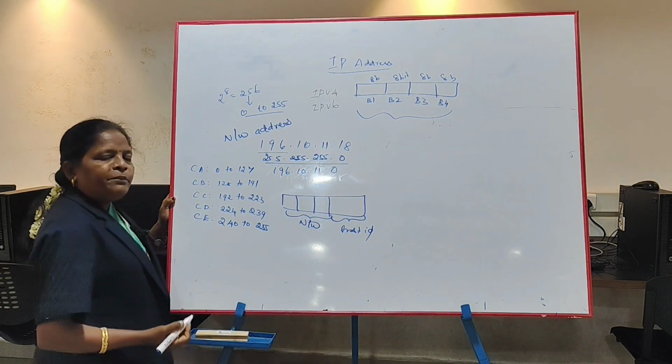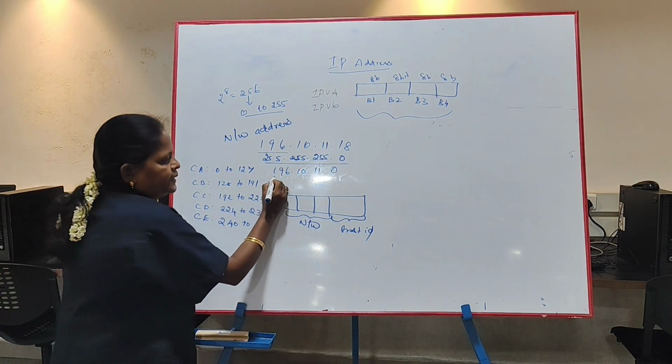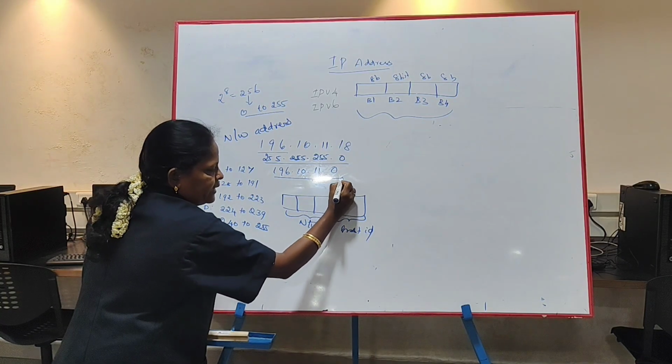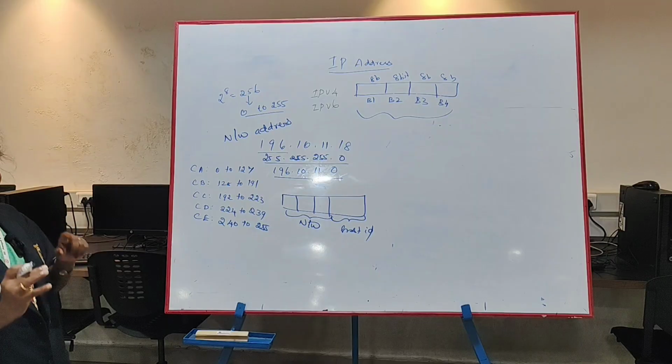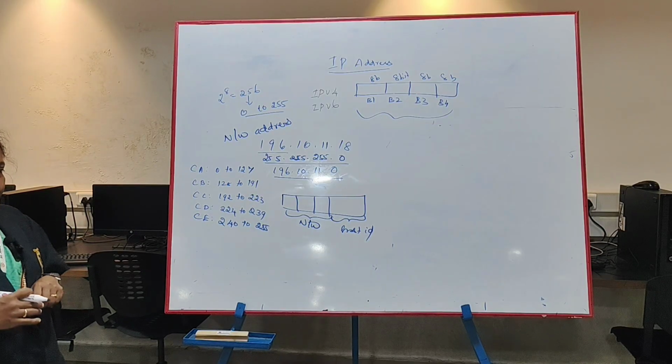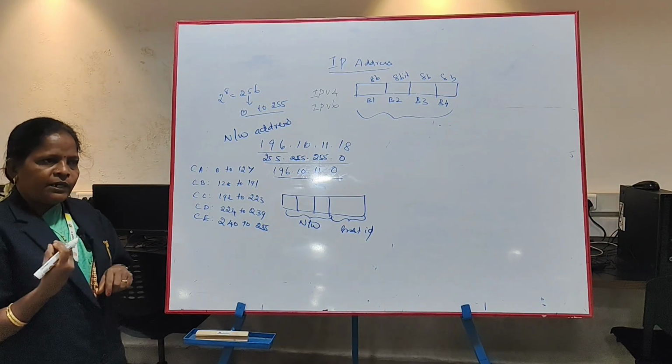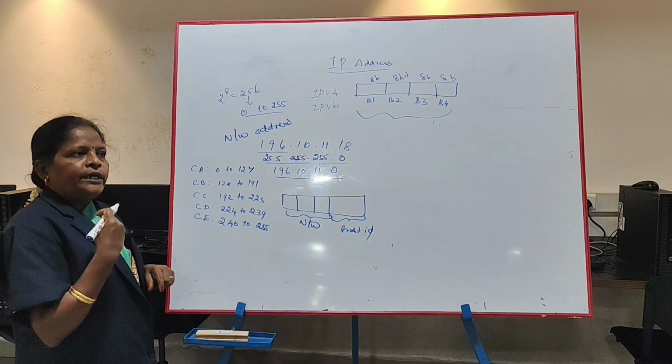196.10.11.0. The implied meaning of this is what? You are going to get the IP address. The host ID value can be replaced by 0. Then only you are going to get the actual network address, right? Suppose I will send the packet. I am sending some information from one node to another node.